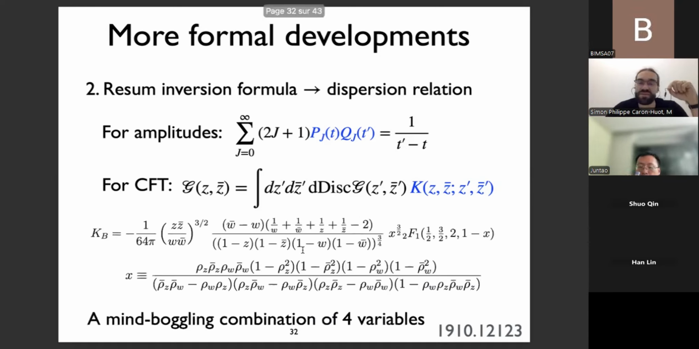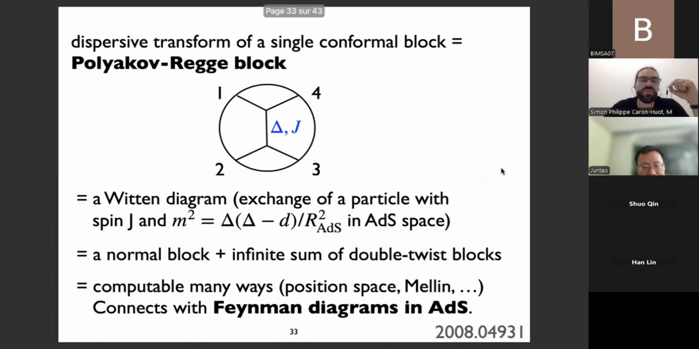But the kernel is really not something you would have guessed. It turns out to be involved. It's a function of four variables, but somehow it factors through this mind-boggling combination of variables. I would have never guessed this. It just comes out of resumming. Essentially this formula exists, but the way it's useful is conceptually. The fact that it exists is conceptually useful.